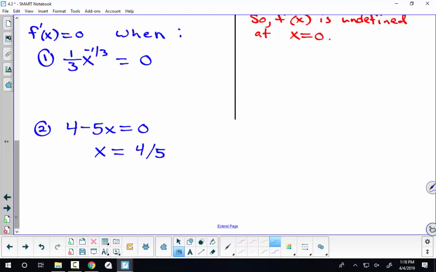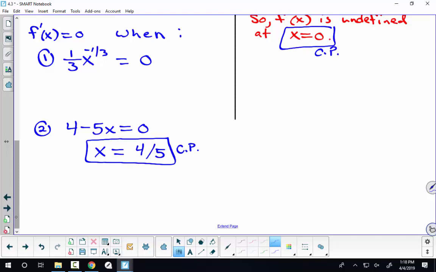When the first derivative is 0 and it's on the interior of the function's domain. So here's one critical point. That was the other one.